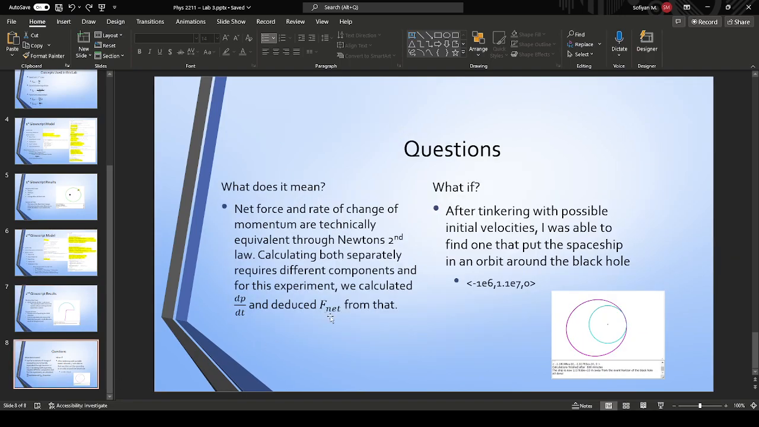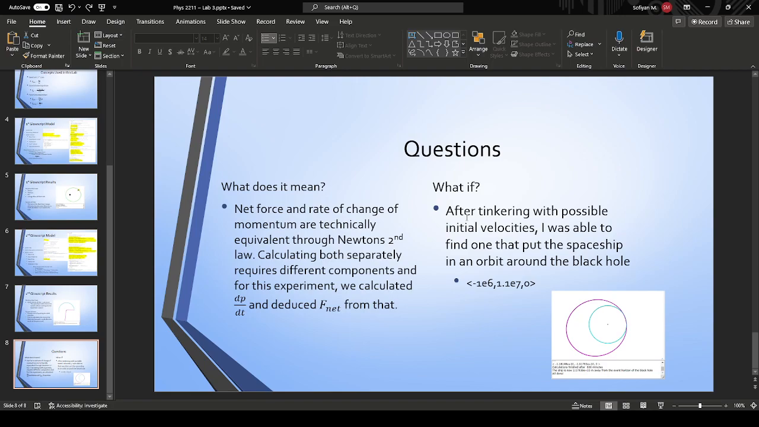And moving on to our extra questions, for the "what does it mean?": the net force and rate of change in momentum are technically equivalent through Newton's second law. However, calculating both separately requires different components, like momentum being mass and velocity. For this experiment, we calculated dp over dt, and we deduced F net from that. We set it equal and then found its components separately.